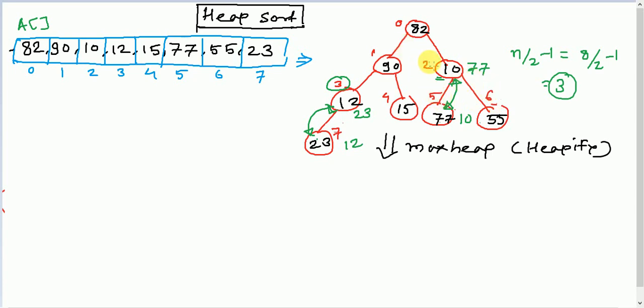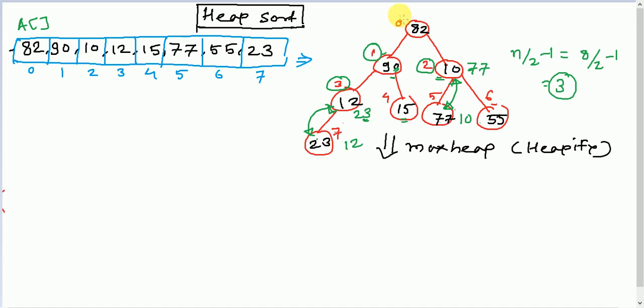Now we are done with the parent at index 2. We'll go to the parent at index 1. After heapifying at index 1, we have 90 as the parent, 23 as its left child and 15 as its right child. Among these three the largest is 90, the parent, so it satisfies the max heap property.